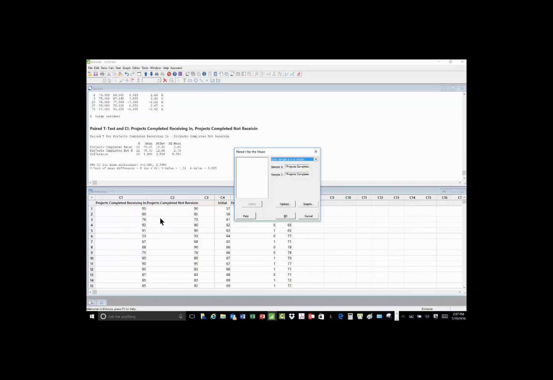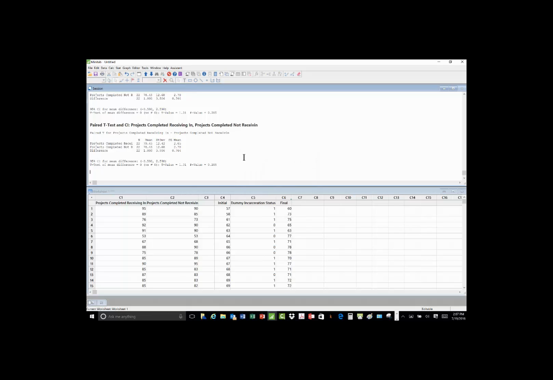I've selected the columns that I want, here and here. I hit OK. Here's the information. And here's our p-value, based on a two-tailed test. I could have done a one-tailed test if I'd gone into the options and changed it to a one-tailed test.